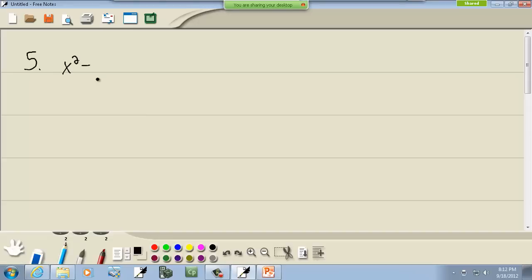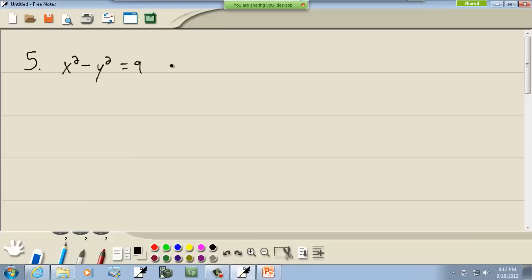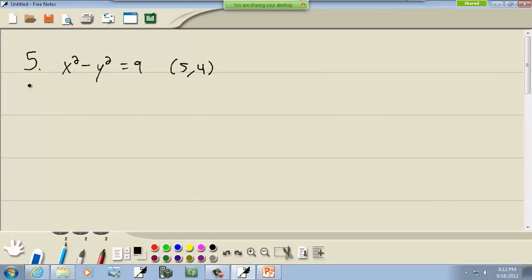I got x squared minus y squared is equal to 9, and the point is (5, 4). It says find the slope of the graph of the function at the given point. Well, our first step is to find y prime. We use implicit differentiation here, and I guess I'll put this notation again.